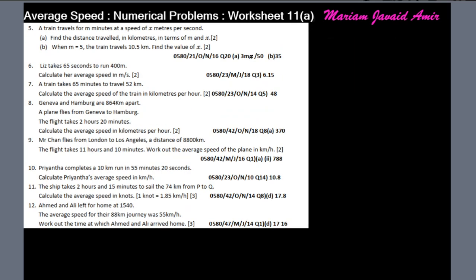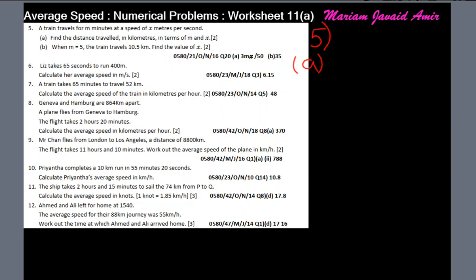Question number 5. A train travels for m minutes at a speed of x meters per second. Part A, find the distance traveled in kilometers in terms of n and x.